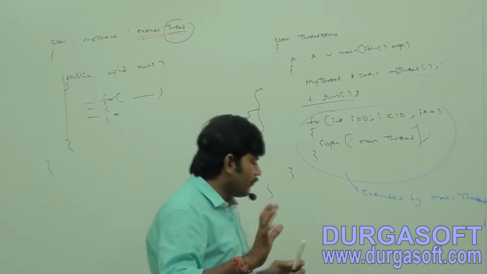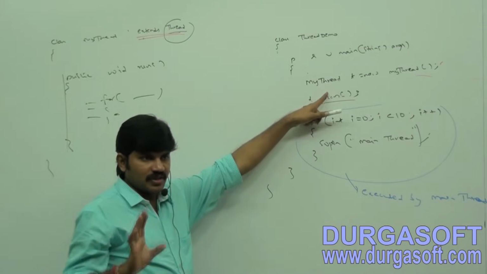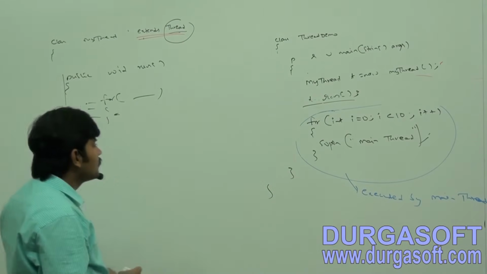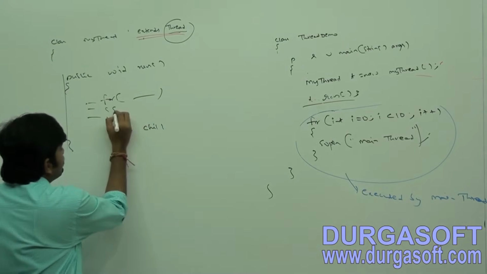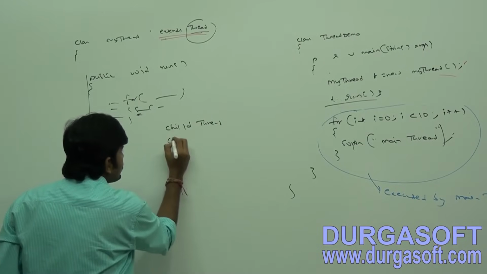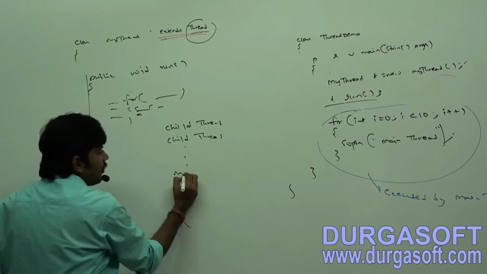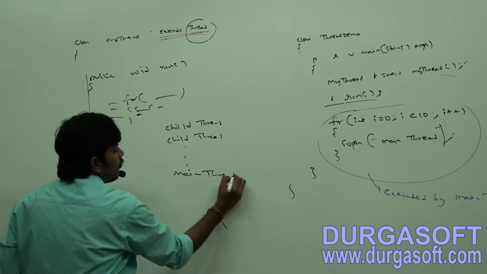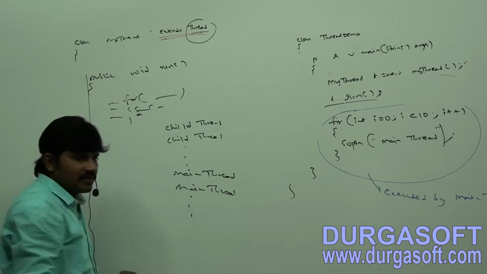Are you getting? If I replace t.start() with t.run(), can you tell what is the output? What is the output? Child thread, because the SOP of child thread is there. Child thread 10 times, followed by main thread 10 times.